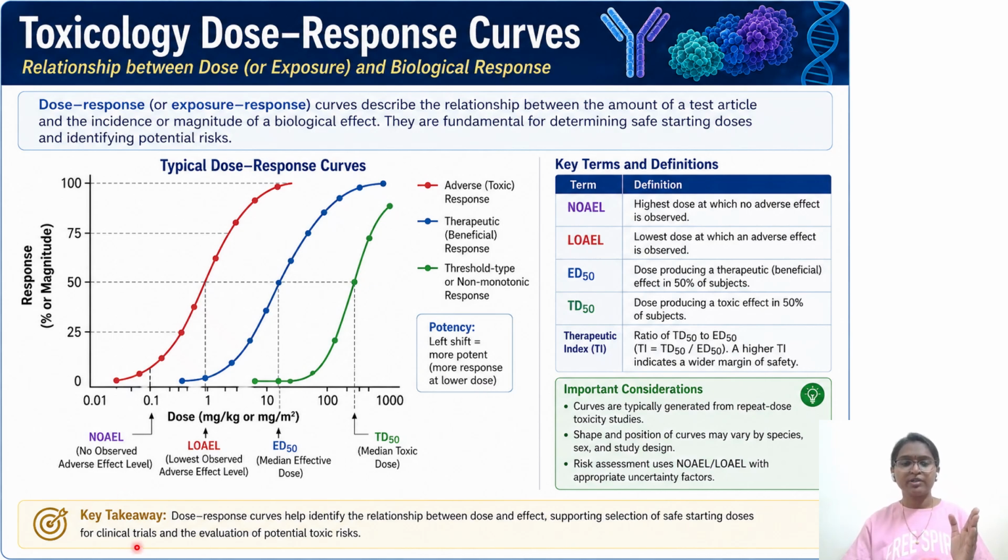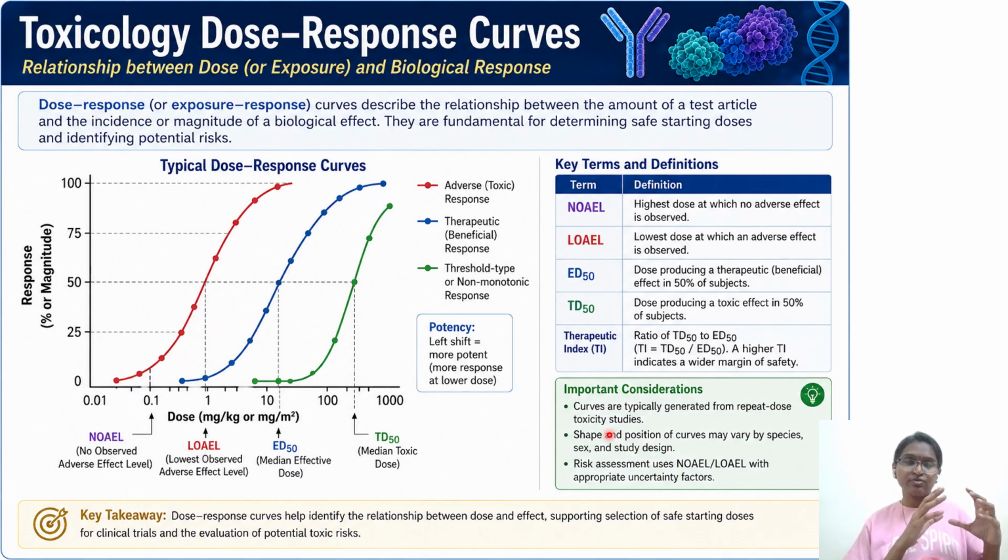Key takeaway that you have to remember is dose response curve helps identify the relationship between the dose and effect, supporting selection of the safe starting dose, because from this only we'll be able to understand how to consider the first dose, first in human dose in the case of phase 1 clinical trials, and evaluation of the potential toxic effects. If we understand this is at the target organs, then this helps us to monitor and consider these points when you are doing phase 1 trials. Okay, important consideration: curves are typically generated from repeat dose toxicology study.